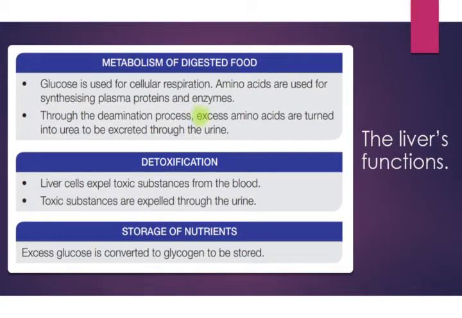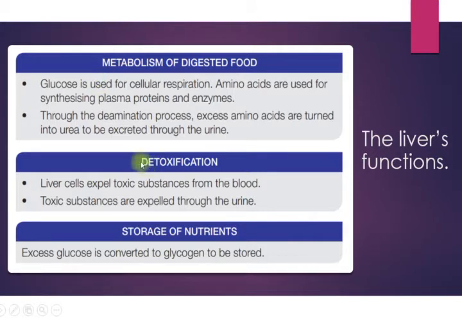Through what process? By the deamination process. What is the deamination process? It refers to the excess amino acids being converted into urea. Urea is the waste product that will be excreted through the urine. So that is the function of the liver in the metabolism of digested food.